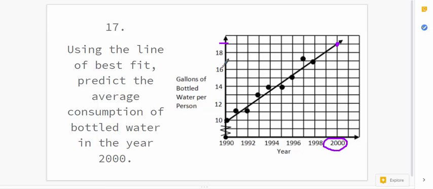So when I look at my labels on the y-axis, it goes from 10 to 12, 14, 16, 18, and then up here would be 20. So in between would be 19 gallons of bottled water per person.